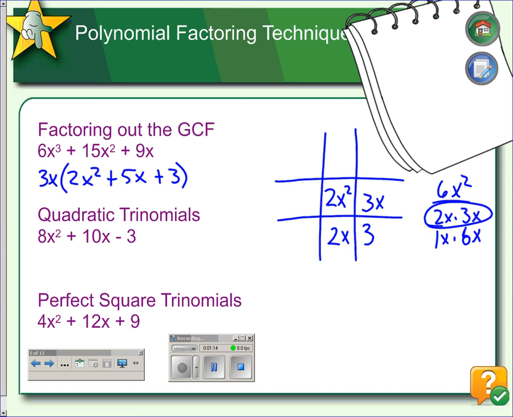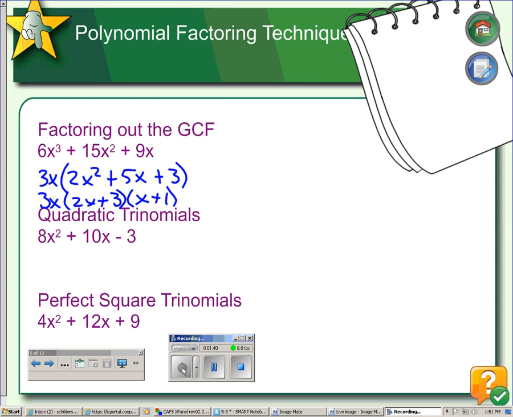Then take out our GCF for the row. For the top row it is just x. For the first column it is 2x. For the second column it is 3. So factoring this, we get 3x times 2x plus 3 times x plus 1. Okay? First technique is factor out a GCF. We learned this in chapter 4.